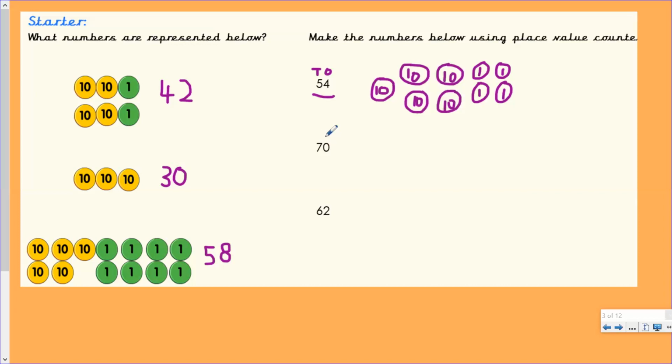Okay, let's look at the second one. We've got our ones and we've got our tens. How many ones do we have? No ones. We've got 0 ones. So do we need to draw any ones counters? No, because we don't have any ones. Let's look at the tens. How many tens do we have? 7. So let's draw our 7 tens. 1, 2, 3, 4, 5, 6, 7. And then I need to clarify that these represent tens. So I need to write my number 10 in each.